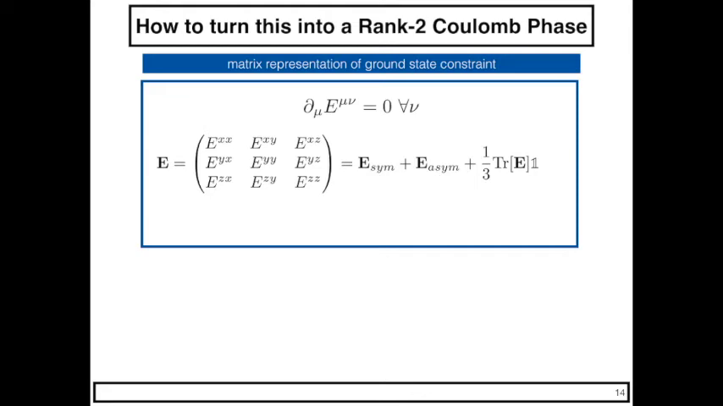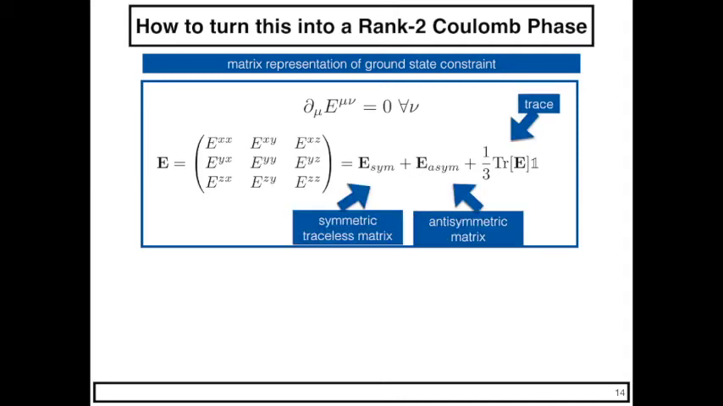In order to see how to do that, it's helpful to combine the 3 flux vectors into one matrix, with each vector being 1 column of the matrix. In that language, the 3 Gauss's laws combine into one tensor equation, which looks exactly like the Gauss's law for a vector-charged rank-2 electromagnetism. The matrix E that we have here can quite generically be decomposed into a symmetric traceless part, an antisymmetric part, and the trace multiplied by the identity matrix.